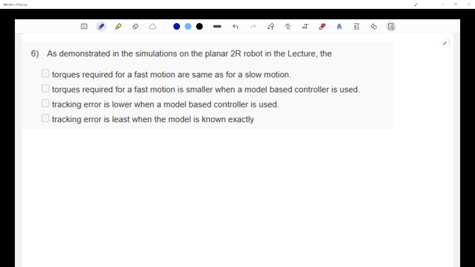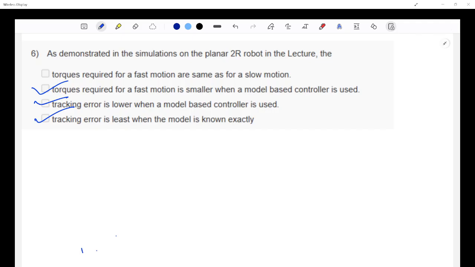And for the exact model, what we had seen is that it is the best possible tracking and almost zero error. So the second option, which says that torque required for a fast motion is smaller when a model-based controller is used, is correct because nonlinear terms are compensated here and control effort becomes more efficient. Third option is tracking error is lower when a model-based controller is used. This is also correct because non-linearities are cancelled and the system behaves linearly. The fourth option is tracking error is least when the model is exact. This is also true because then we have perfect cancellation, an ideal linear system and errors theoretically zero.